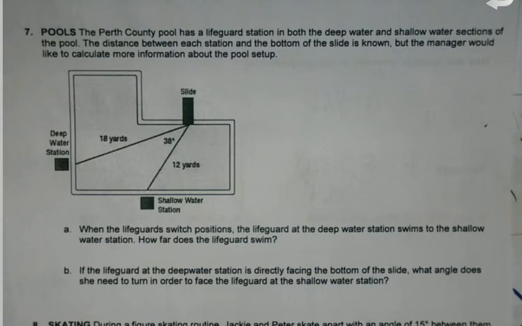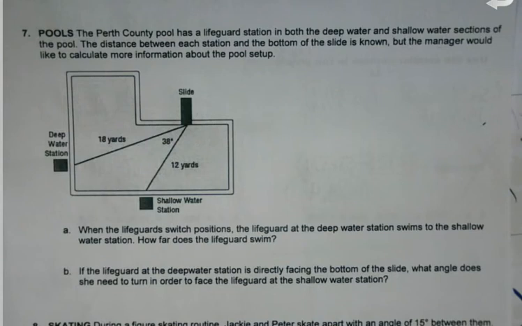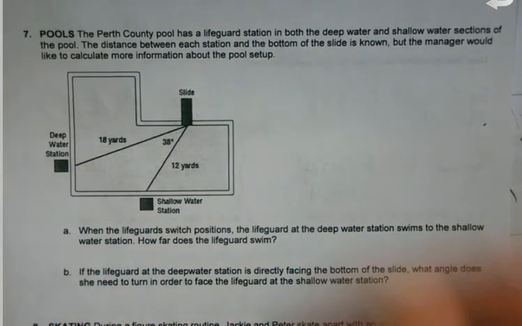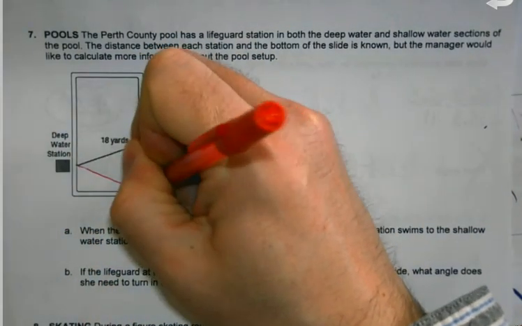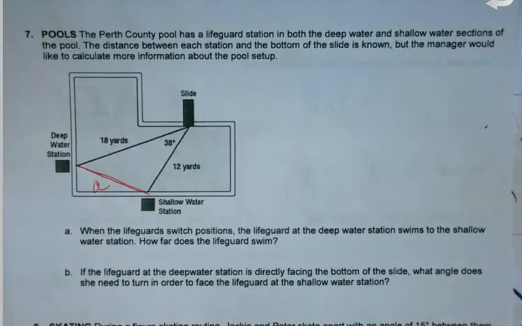So, all right, the Perth County Pool has a lifeguard station in both the deep water and shallow water sections of the pool. The distance between each station and the bottom of the slide is known, right there. But the manager would like to calculate more information about the pool setup. When the lifeguards switch positions, the lifeguard at the deep water station swims to the shallow water station. How far does the lifeguard swim?